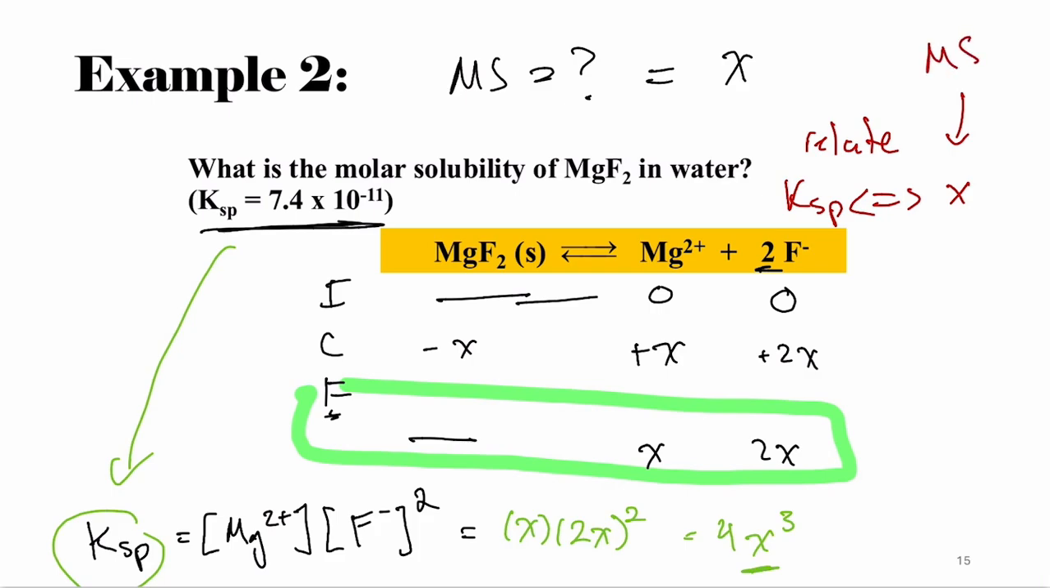And this was our molar solubility, remember. X in this case is molar solubility because at equilibrium, that's how much of the solid we're losing to the aqueous phase.